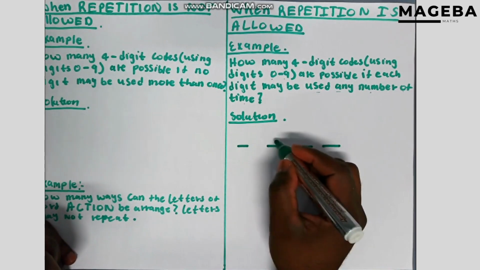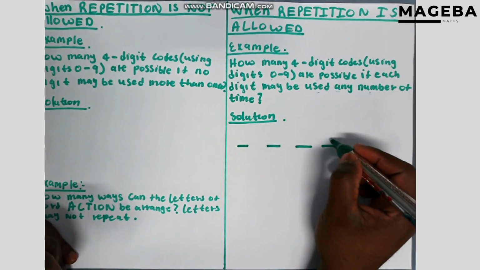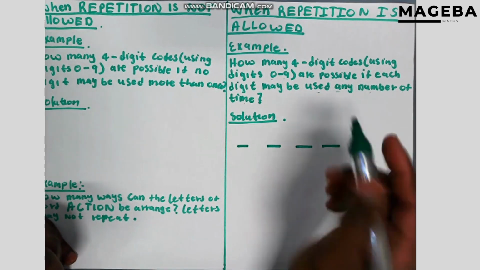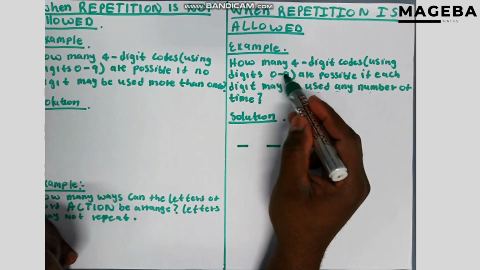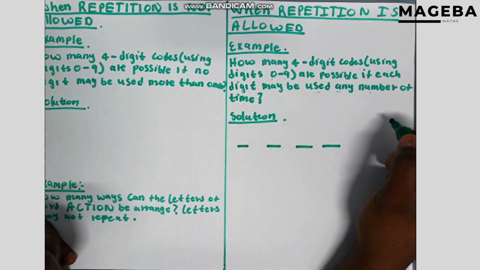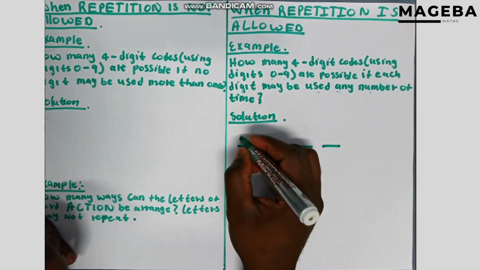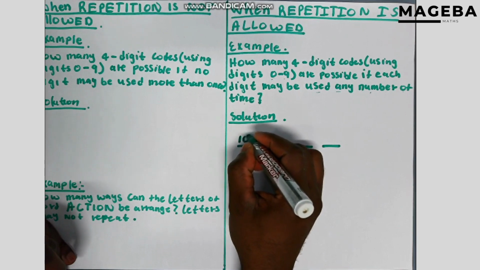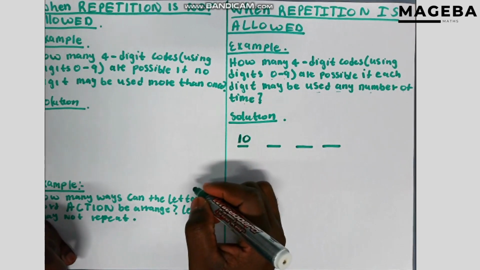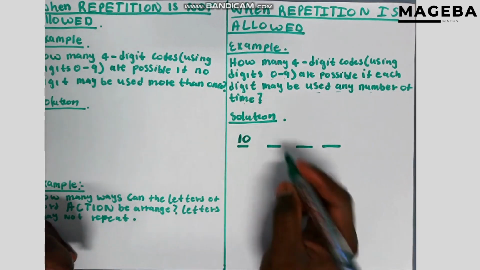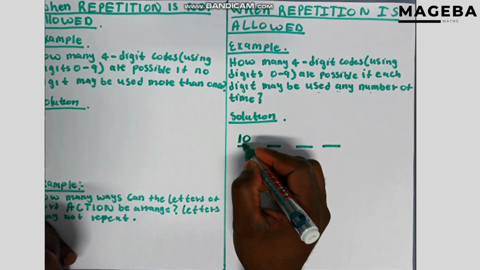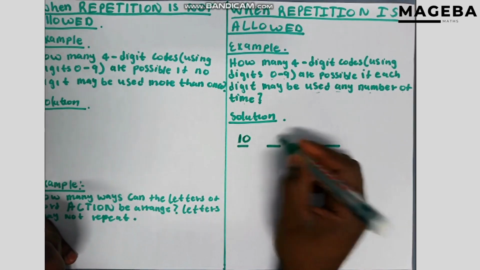This is task number 1, task number 2, task number 3, and then task number 4. Now we are choosing from 0 to 9. So from 0 to 9, how many digits are there? There are 10. So starting from 10, these are 10 digits.